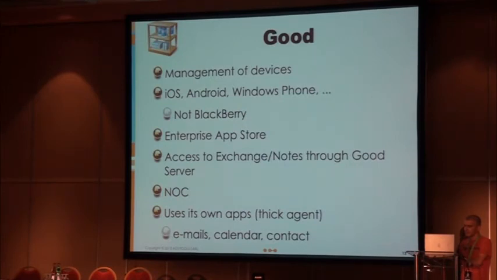With Good, you can also manage devices. They are not supporting BlackBerry, and I think they will not support BlackBerry in the future. You can also build an enterprise app store. And contrary to Mobileiron, to access the email, the Exchange server, you have to go through the Good servers. They are using a NOC, so there is a server somewhere on the internet, which relays every data. And they are using their own applications. You have an application with emails, business calendar, and business contacts.